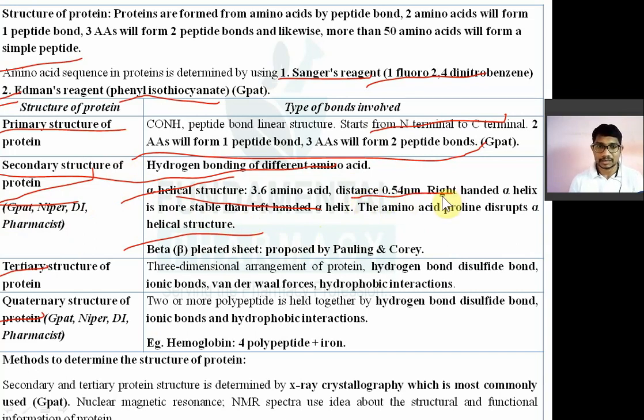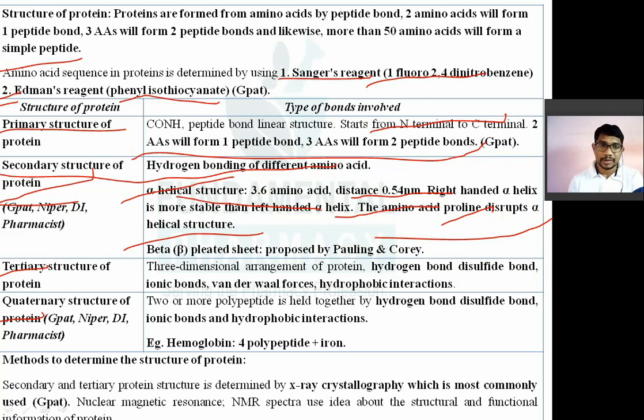Right-handed alpha helix structure is more stable than left-handed alpha helix. So there are two alpha helices, right-handed and left-handed. So right-handed alpha helical structure of protein is more stable than left-handed. Remember, there is one amino acid known as proline, which can disrupt the alpha helical structure of protein. Suppose a protein is being formed, secondary structure ka, and by chance proline amino acid came into it, so that will disturb the alpha helical structure of protein. So alpha helical structure mein proline amino acid nahi rahega, agar woh aata hai toh woh jo structure hai woh disturb hota hai.